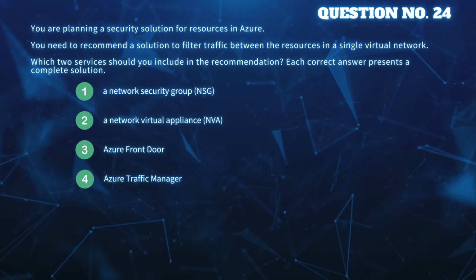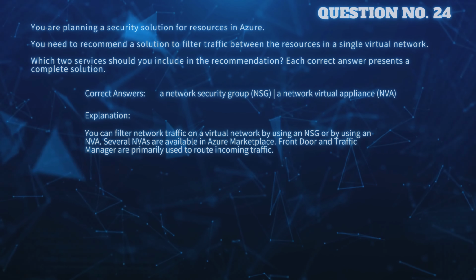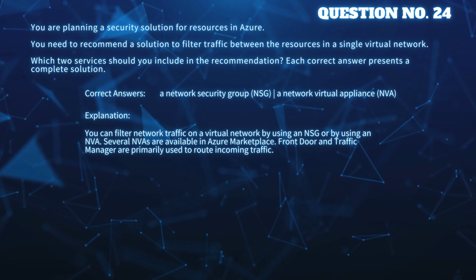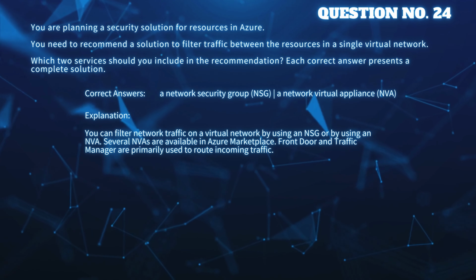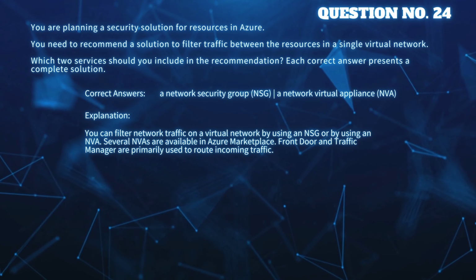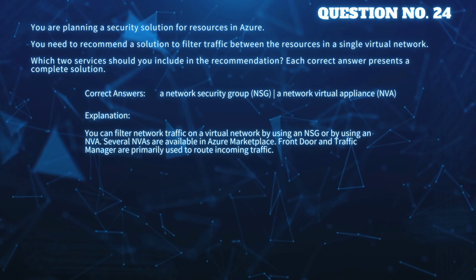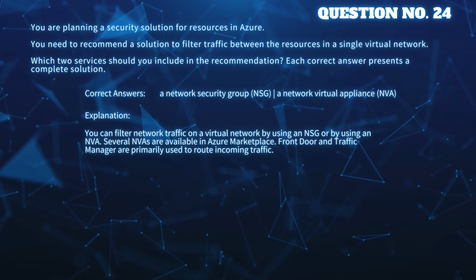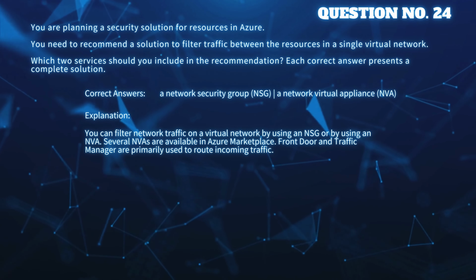Option 3, Azure Front Door. Option 4, Azure Traffic Manager. Correct answer: a Network Security Group, NSG, and a Network Virtual Appliance, NVA. Explanation: you can filter network traffic on a virtual network by using an NSG or by using an NVA. Several NVAs are available in Azure Marketplace. Front Door and Traffic Manager are primarily used to route incoming traffic.